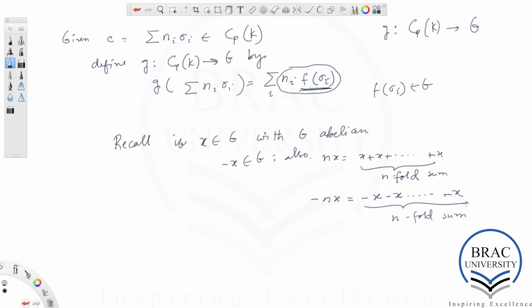So this was the corollary to Lemma 1. Now we need the definition of the boundary operator. But before that we take a short break, and then we'll be back with the definition of the boundary operator.